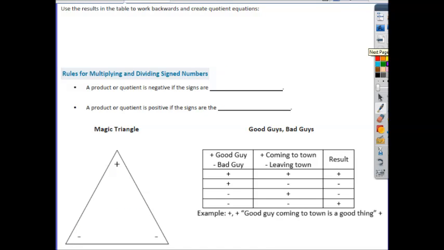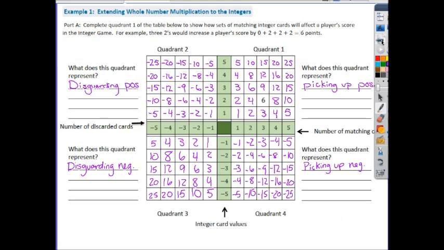Use the results in the table to work backwards and create quotient equations. So essentially, if we used the table to multiply numbers, we could actually take one of the results and create division problems. For example, I know that 12 was created by multiplying 3 and 4. So what if we said, what is 12 divided by 4? Well, the opposite would be 3.